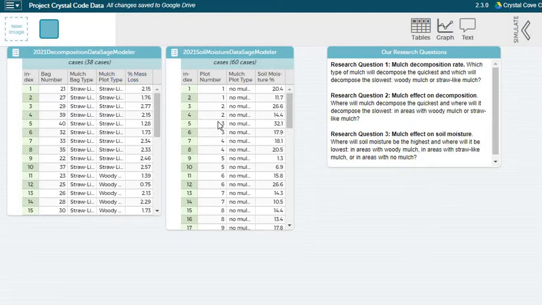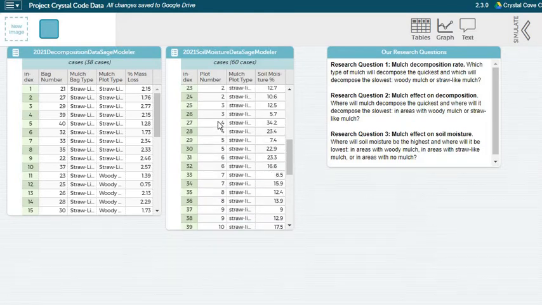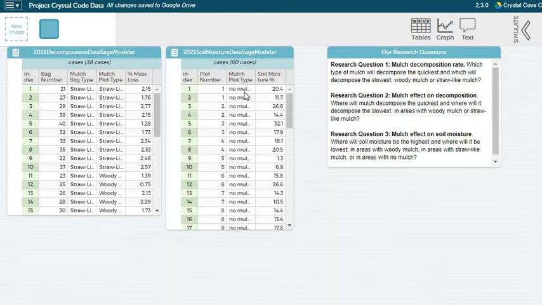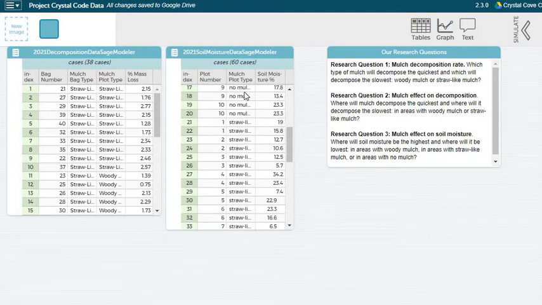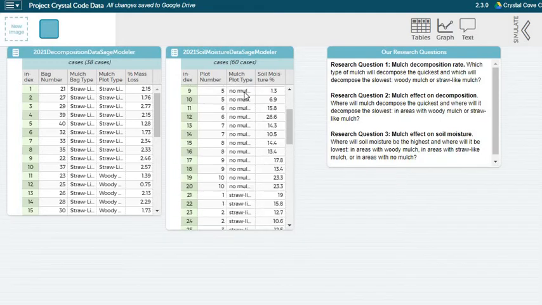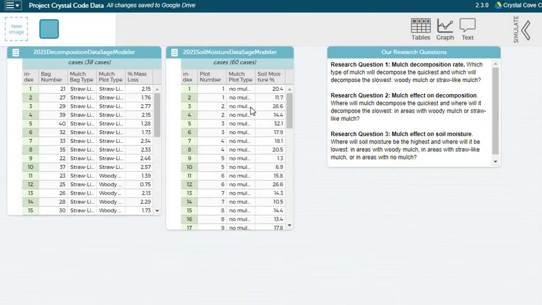For soil moisture, we have the plot number 1 through 10, the plot type, so the kind of mulch on the ground, no mulch, straw-like mulch, or woody mulch, and the percentage of moisture in the soil that you helped to measure with those micro:bits. So what we want to know is how the different mulch treatments compare. Let's look at research question 1 together as an example.